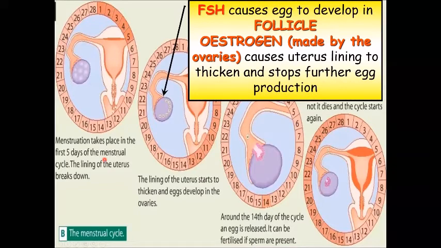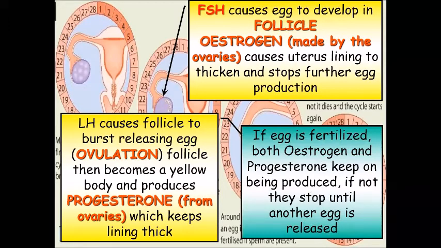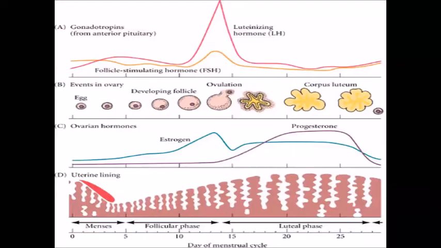So the key points are follicle stimulating hormone causes the egg to ripen in the ovary. Luteinizing hormone causes the egg to be released from the ovary. That's ovulation. It then becomes what's called the yellow body, which will produce progesterone, which keeps the lining of the womb thick, getting it ready for implantation of the egg. So if the egg becomes fertilized, estrogen and progesterone levels are kept high. This has two effects. Not only does it keep the lining of the womb, but it also stops another egg from maturing.